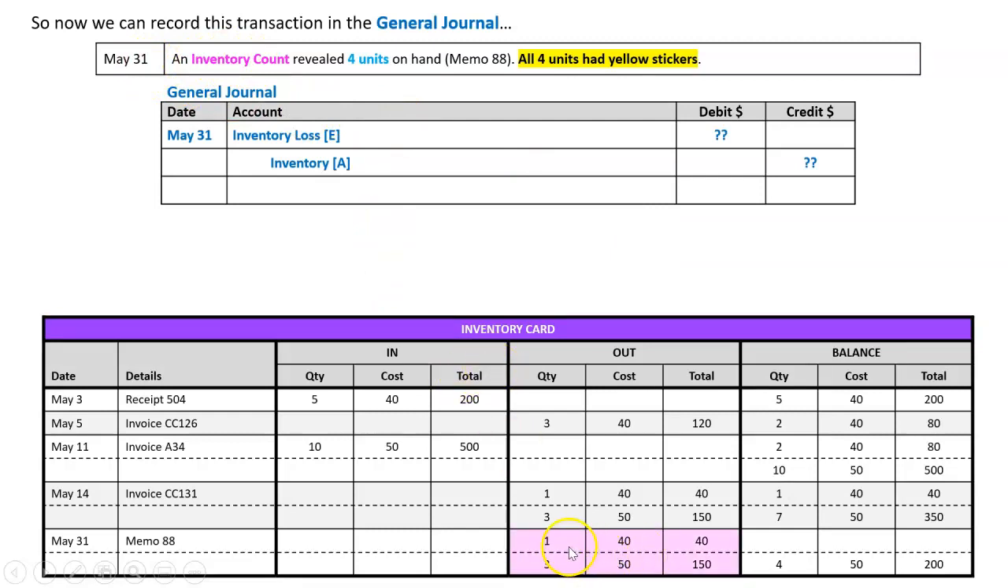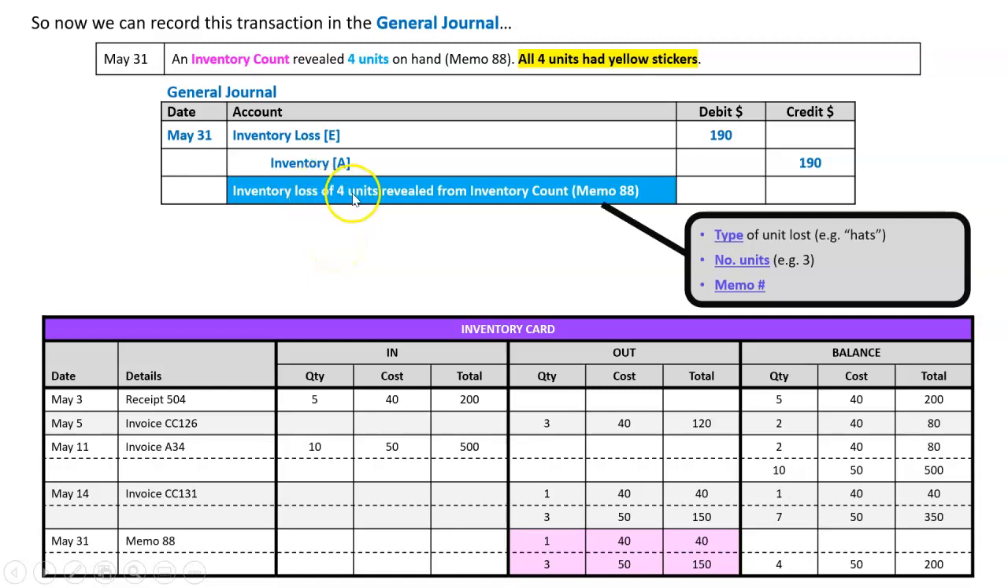And down here I did one, the inventory loss was 1 at 40 for 40, and 3 at 50 for 150. If I add those two numbers together, I get 190. So that is the number I will use. Again, we'll give a detailed narration. We'll say inventory loss of what the units are. So it says hats, so we've got that information. We could say chairs in this case. We put the number of units and the memo number.